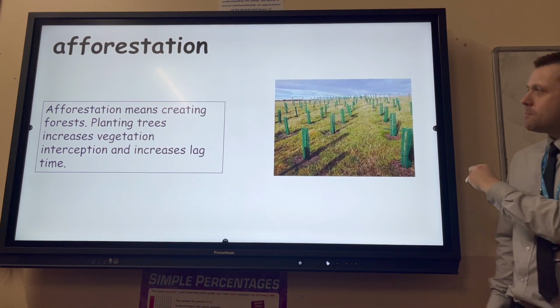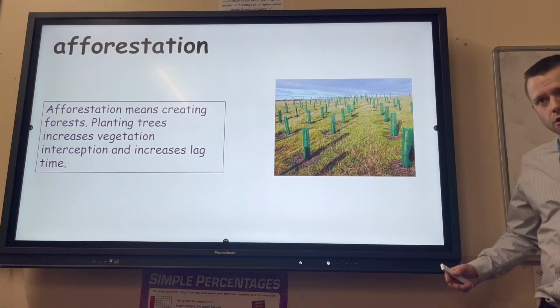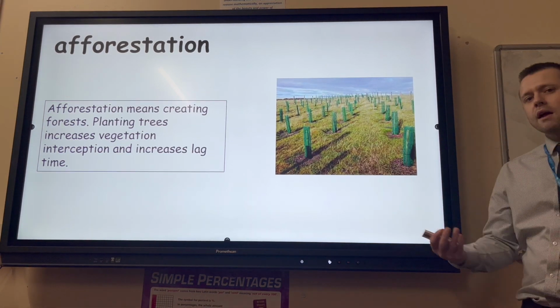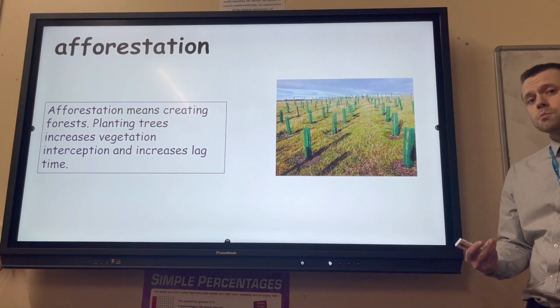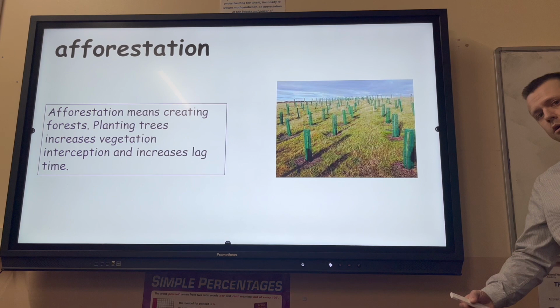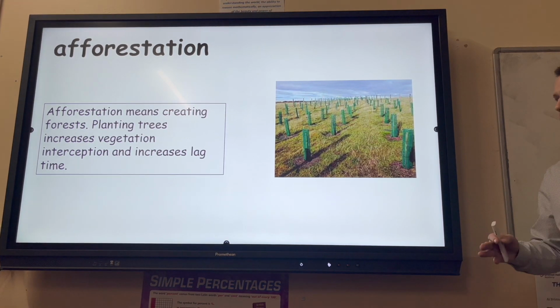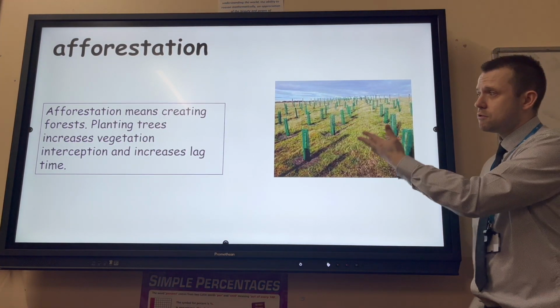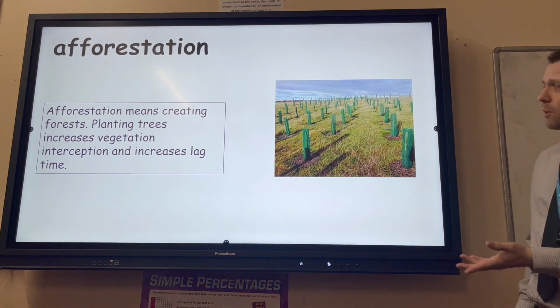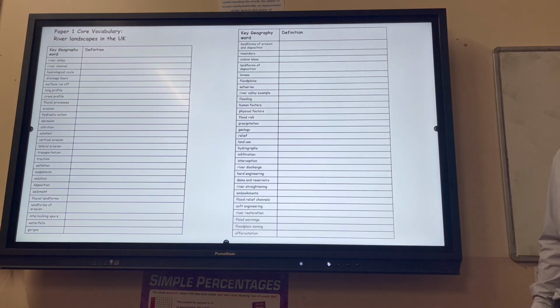Afforestation, my favourite method, is planting trees. Trees grow, they create vegetation interception, which means the river water takes a longer time to get to the river, increasing lag time, and it creates natural habitats. The only problem is trees take a long time to grow.